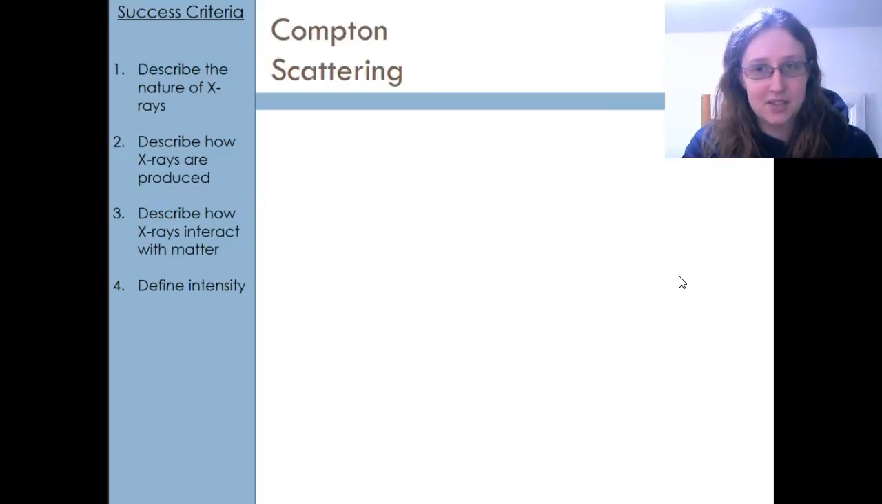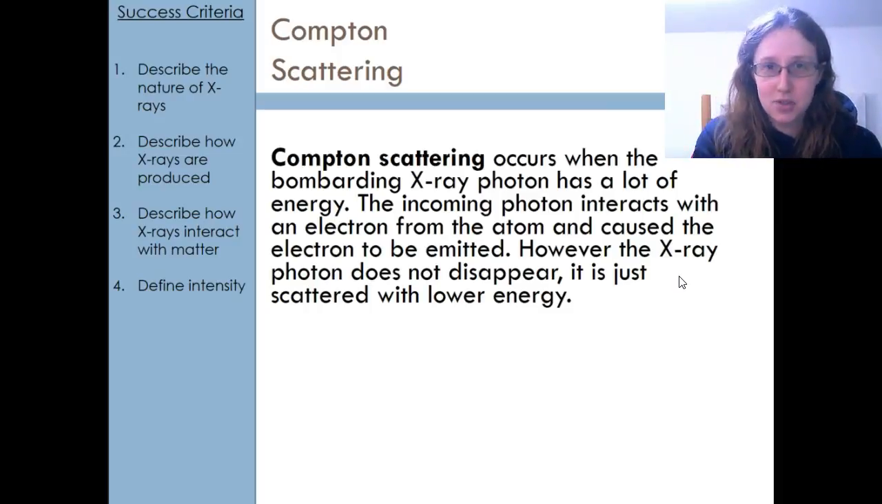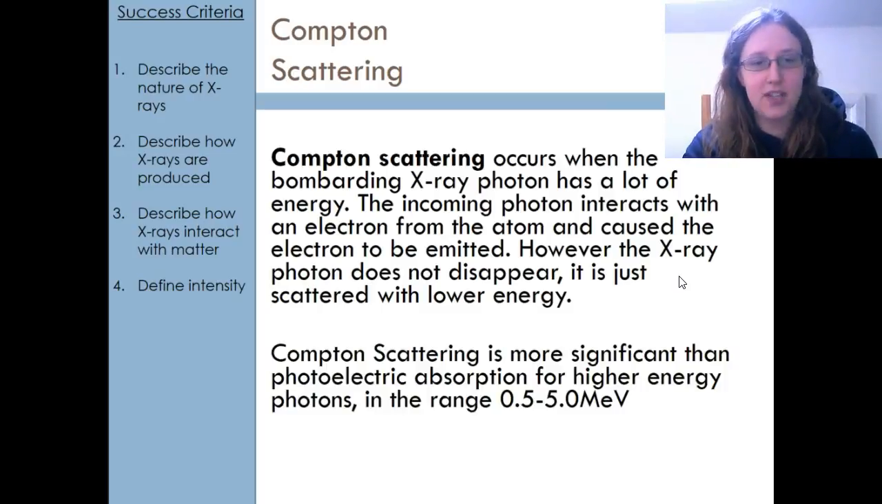Next up, we've got Compton scattering. So Compton scattering is where my incoming X-ray photon has got quite a lot of energy, and this one interacts with the atom. It gives the electron in the atom enough energy to be emitted, so the electron leaves, but the X-ray photon still has some energy left over. So the X-ray photon continues on its way, it's just scattered at a different angle. So with Compton scattering, higher energy X-ray photon hits an orbital electron, the electron is emitted, and the X-ray is scattered with lower energy. So this is significant for the range of about 0.5 to 5 MeV photons.